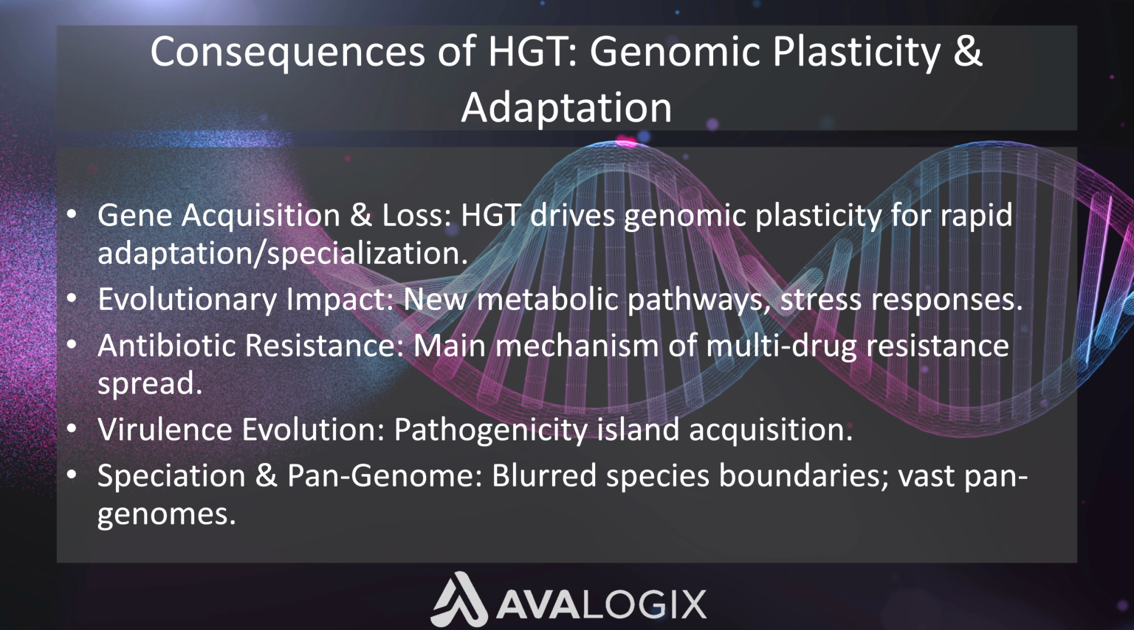HGT challenges our concept of bacterial species. Rather than a fixed genome, bacteria have a pan-genome, the total gene set across all strains of a species, including both the core genome, shared by all, and accessory genes, acquired via HGT. This makes bacterial evolution resemble a web or network more than a tree.